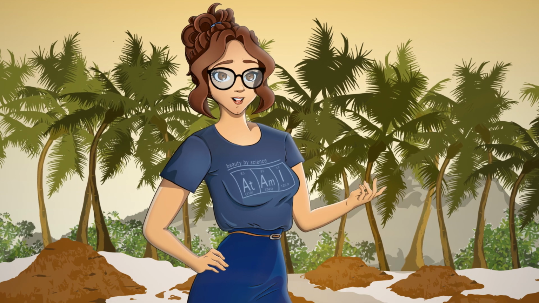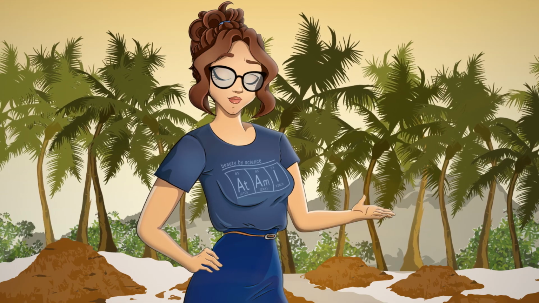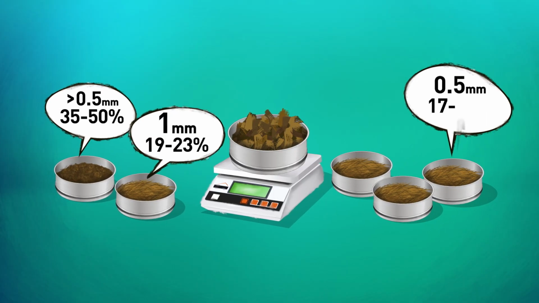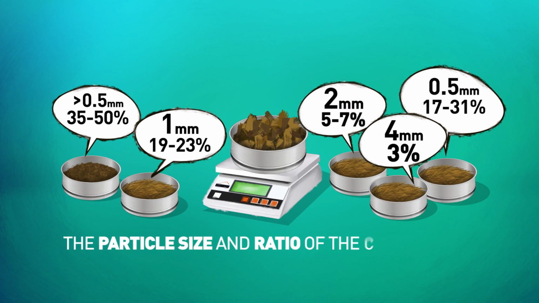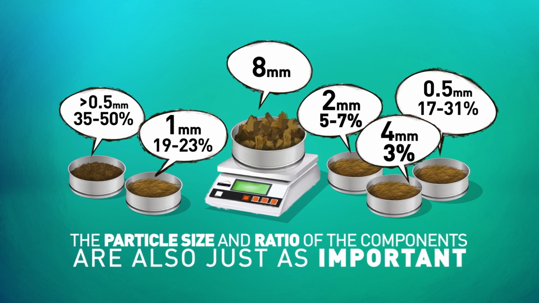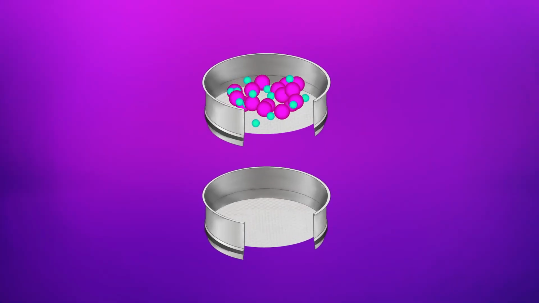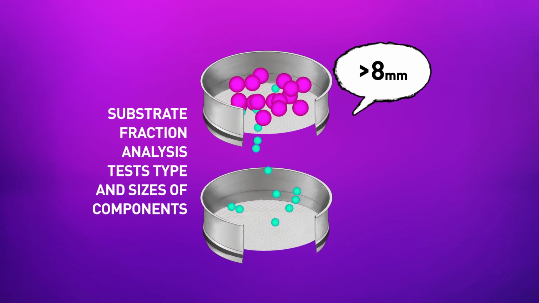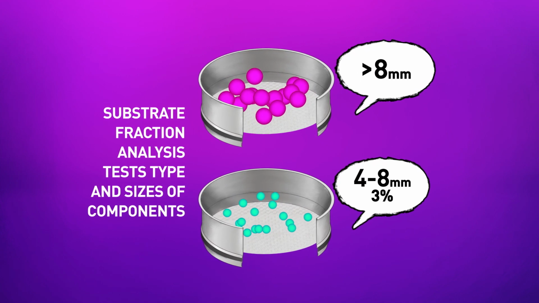Now, let's dig a little deeper into the composition of cocoa coir. It's not just the components themselves, but the particle size and ratio of the components are also just as important. That's why the type and size of the components are tested by a process called substrate fraction analysis.